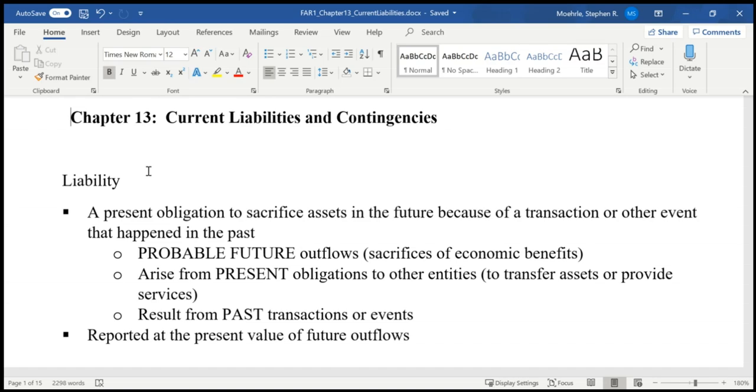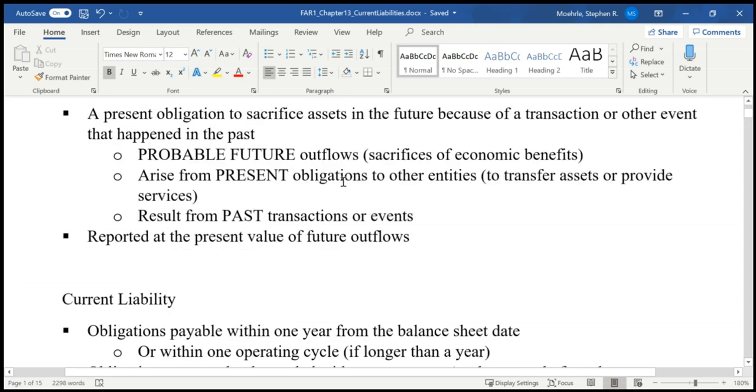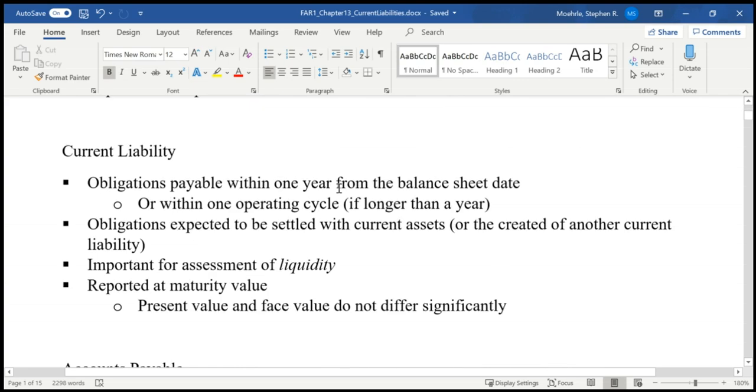You'll be looking at liabilities significantly in Financial Accounting Reporting 2, your next course in this series. Those will be non-current liabilities, such as bonds. In this chapter, we're looking at current liabilities. So let's talk about what a current liability is.